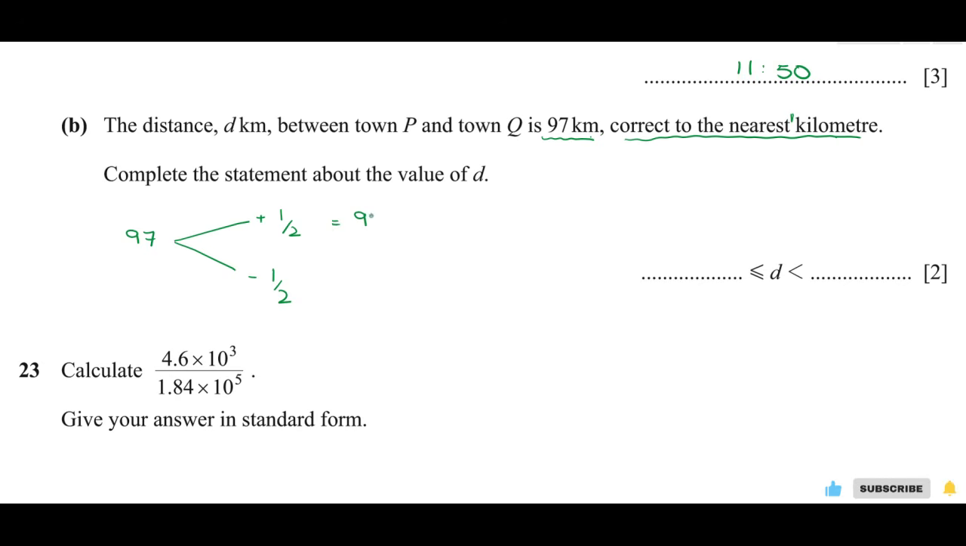Okay, so this is 97 plus 1 by 2, which is 0.5, and here we have 97 take away 0.5. So in 97, when you add 0.5, you get 97.5, this is the upper bound, and when you subtract 0.5, which is 96.5, this would be your lower bound, 96.5. All right.